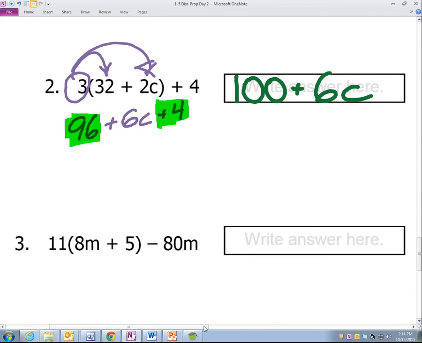Say that again? In this situation, yes. Because in order to simplify, there can be no like terms and no parentheses.